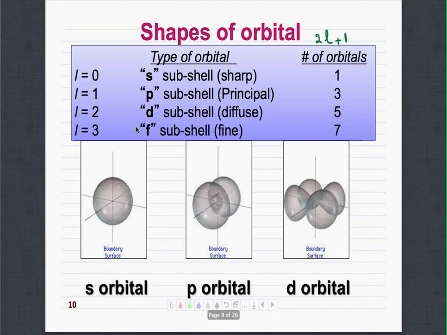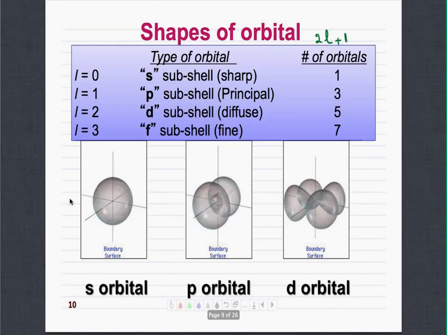So what you need to do is learn those. Whenever I say L equals 0, that should directly translate to you as an S. When I say L equals 1, that should directly translate to P. When you see L equals 2, that should directly translate to a D subshell. When I say L equals 3, that's an F. Directly should come to your mind as an F. Okay? So now I'm going to show you the shape of those different subshells, starting with L equals 0, S.